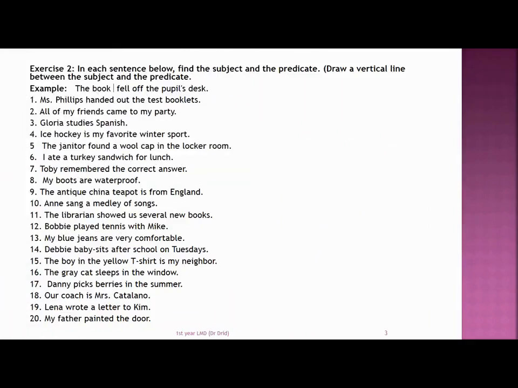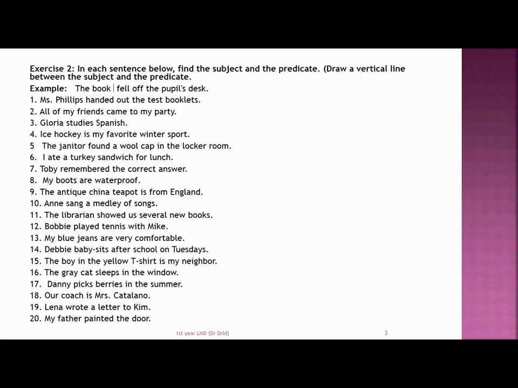Exercise 2. This is an exercise and the previous one that you will find in the series of lectures on page 13. Exercise 2. In each sentence below, find the subject and the predicate. You identify the subject and the predicate. How? You draw a vertical line between the subject and the predicate, between them.